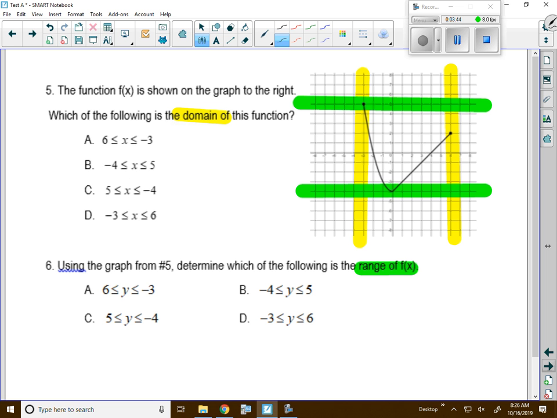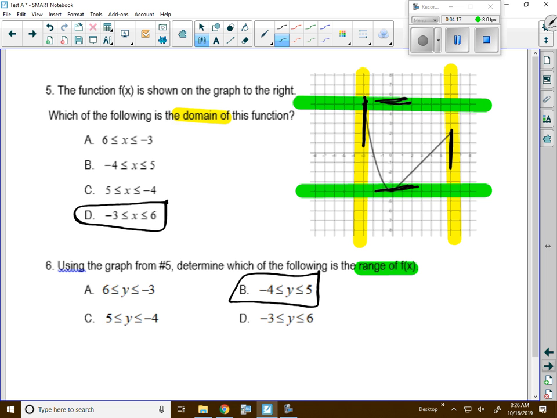Okay? So if you look at the yellow highlights, those are my domain. So right here, I'm at what number? Negative 3? Yes. And is that 6? Okay, so it should be negative 3 to 6 for D. Okay, number 6 is your range. So that is bottom to top. What's my bottom Y value? Is that negative 4? Yeah. And top is 5. So negative 4 to 5 for B.